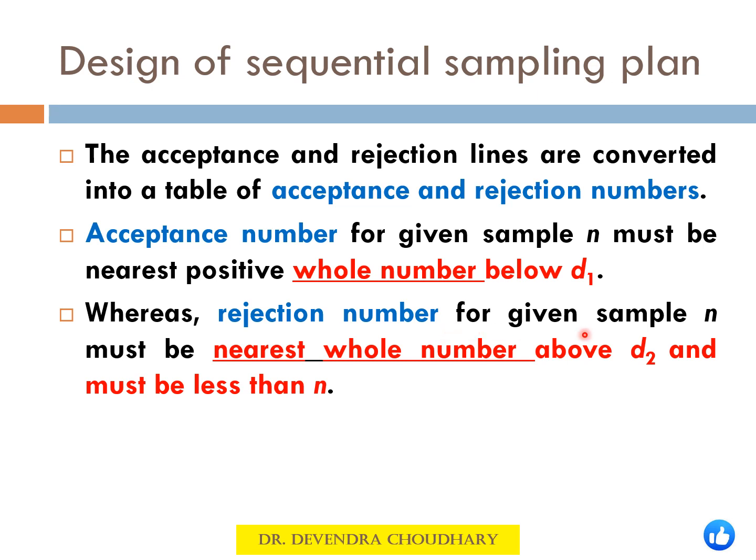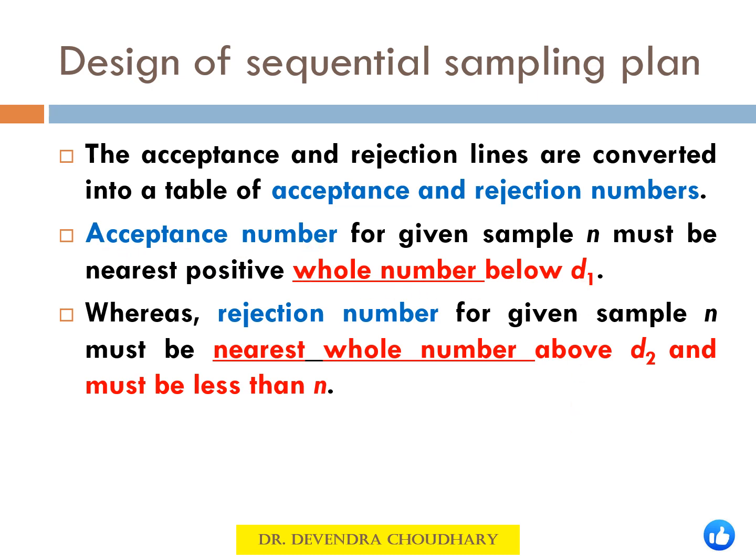calculation for given sample n, the rejection number must be the nearest whole number above D2. It should be the nearest whole number above D2 and must be less than n. So between D2 and n there can be several integers, but we have to take the nearest whole number above D2. That would be your rejection number, and the acceptance number would be your whole number below D1.